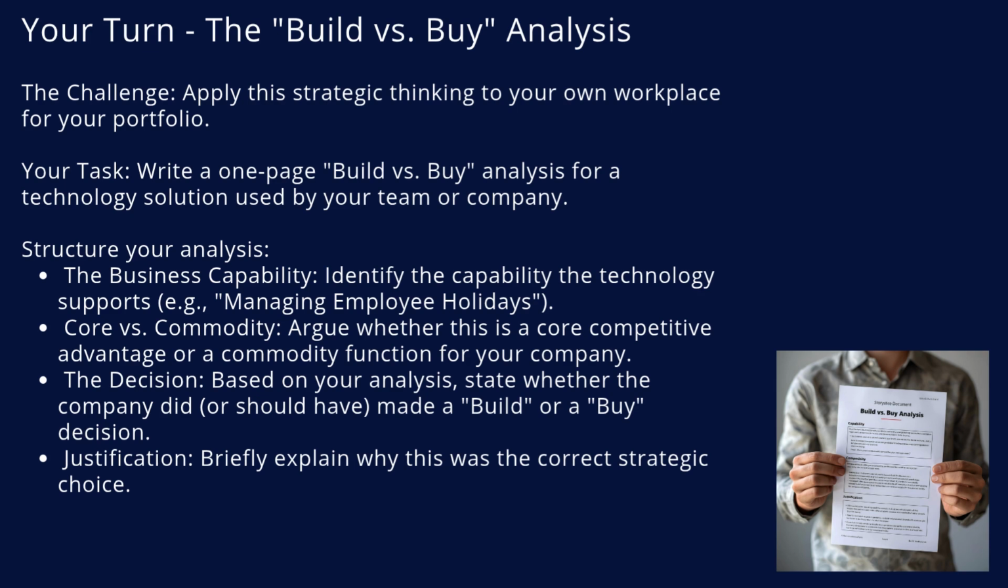First, identify the business capability that the software supports. Second, make an argument. Is this a core capability that makes your company special, or is it a commodity capability that everyone has? Third, based on that, state the decision. Did your company make the right choice? And finally, provide a brief justification. This document is a perfect piece of evidence. It shows an assessor that you can apply strategic thinking to a real-world situation.